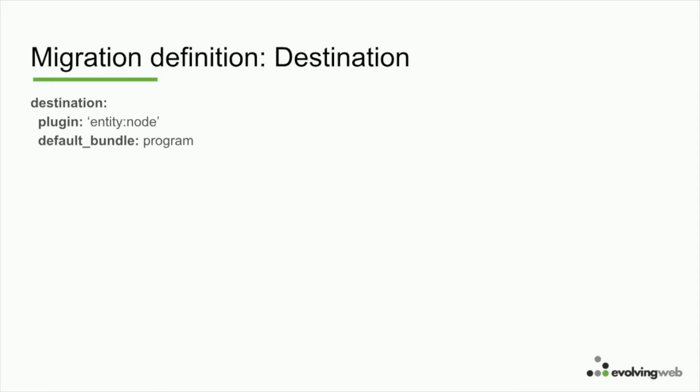And finally is the destination. You got the data, you massaged it, now where do you put it? You tell Drupal, I want to create entities, and in this case we are creating nodes, so it's entity:node. And we are also telling it, if no node type is specified in my migrations, please make the node be a program node. So that's pretty much it.